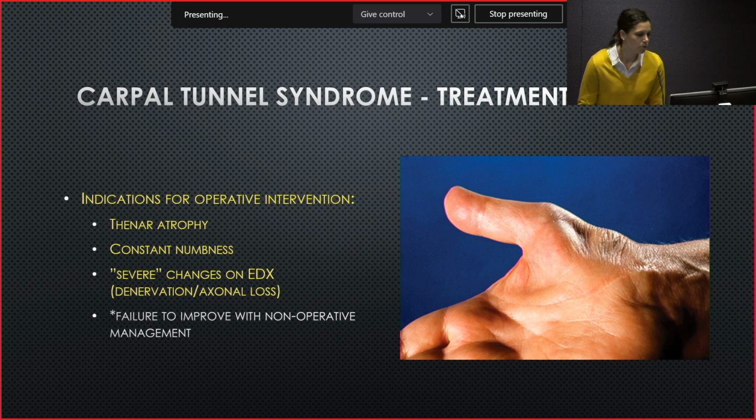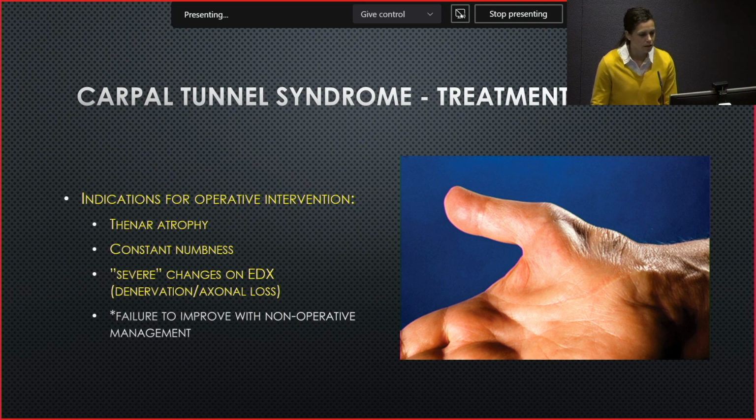This may be the most important slide in the talk because it's important to identify those patients who present with severe disease and are not indicated for a trial of non-operative management. Delaying surgery may lead to more permanent sensory and motor dysfunction.